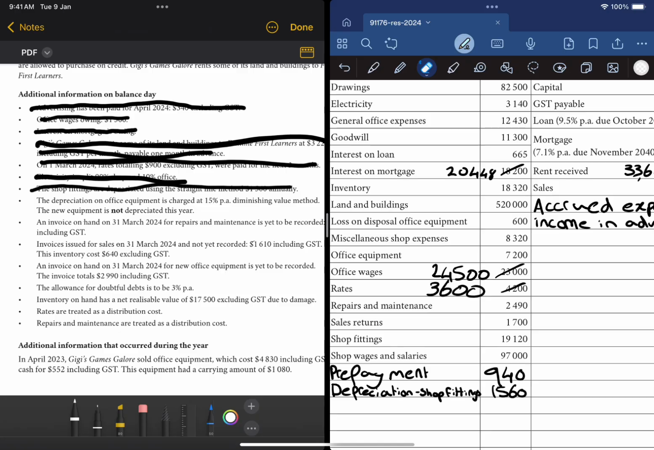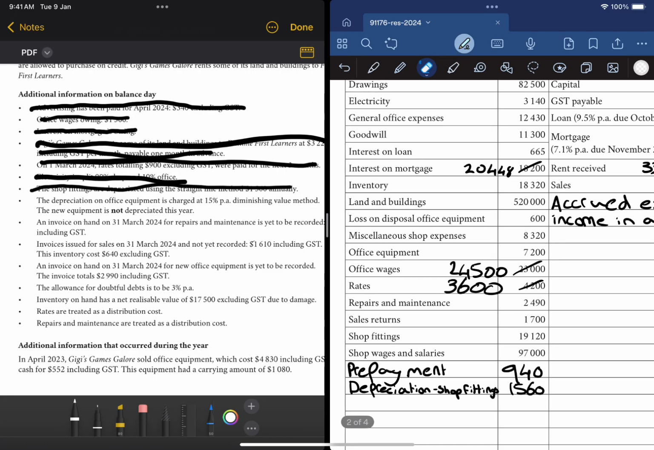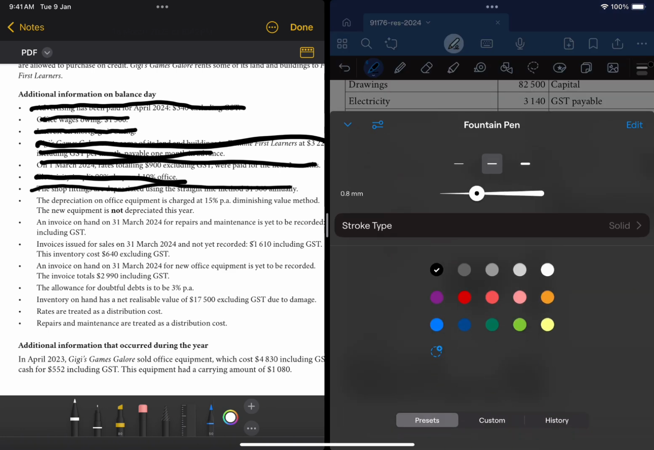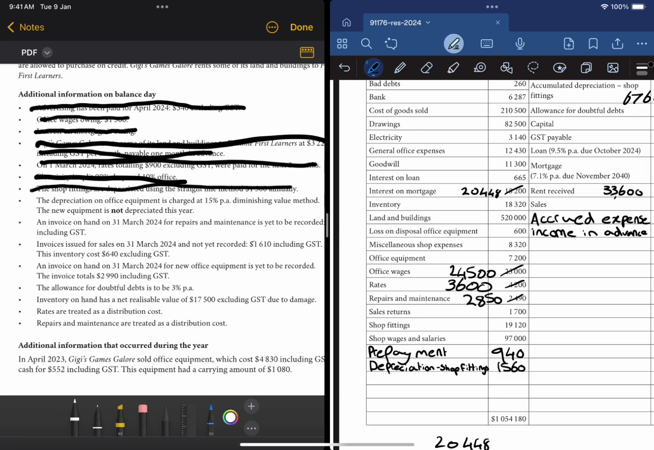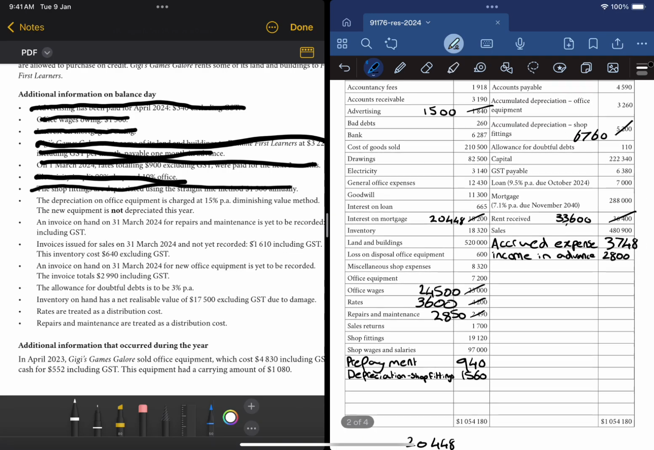So we're going to come over here to the repairs and maintenance, which is 2490, chucking that into our calculators, guys, 2490, and we're going to plus 360, okay? We're going to plus the GST exclusive amount, which is going to give us 2850. Just change that down, guys. 2850. Perfect.